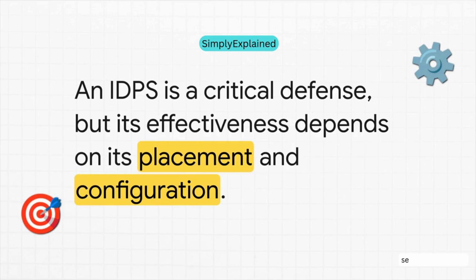So, what's the key takeaway from all this? Well, it's that a network IDPS is an absolutely vital layer of defense. But the technology alone is not enough. Its effectiveness really boils down to two huge decisions: its placement, that choice between active prevention or passive detection, and its configuration, tuning it perfectly to your specific environment.